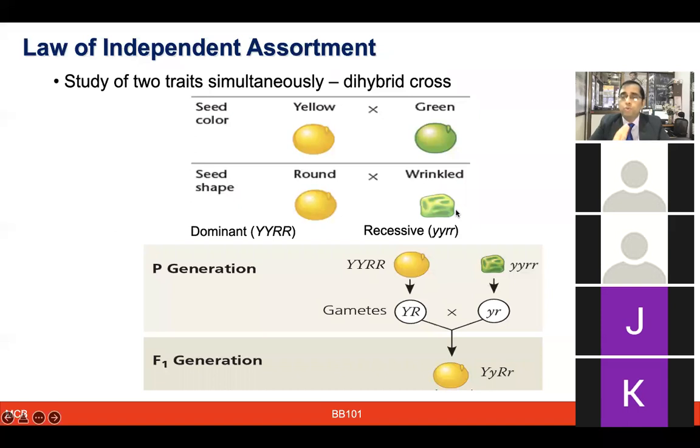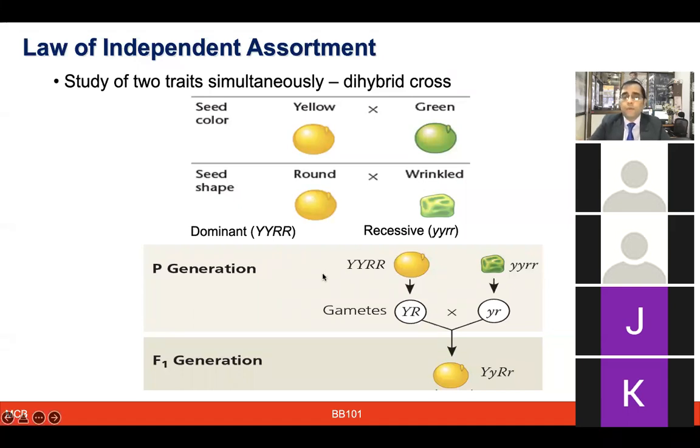So now we look at 2 properties at a time. Keep in mind, the independent assortment law looks into the dihybrid cross. It means we are looking at 2 properties at a time, whereas the law of segregation was looking at 1 property at a time, and that is known as a monohybrid cross. I hope you started making this comparison in your mind or in a table, which will help you think about various situations which we will ask in the questions.